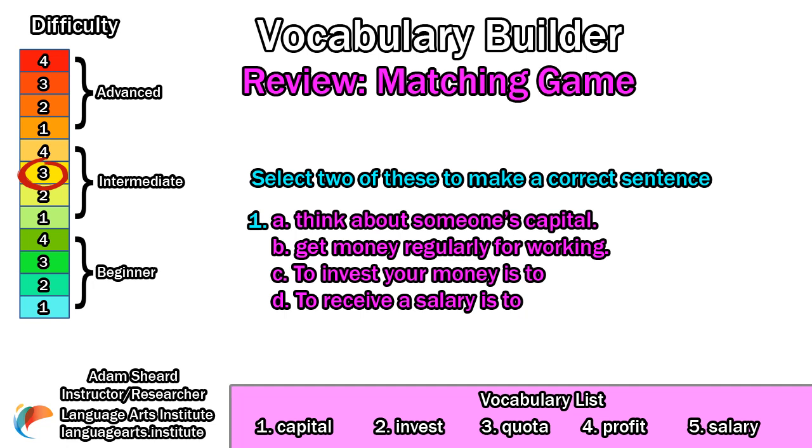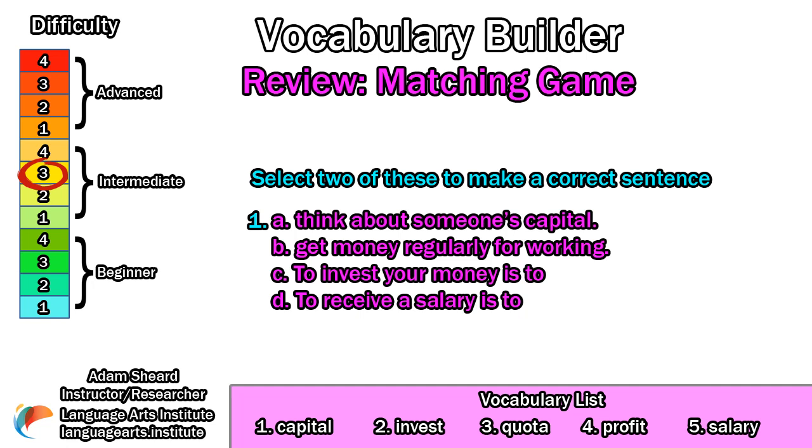All right, now we have some matching games and some exercises so that we can review some of these vocabularies. So, just like last time, you need to select 2 of these and make a correct sentence. So question 1, A, think about someone's capital. B, get money regularly for working. C, to invest your money is to. And D, to receive a salary is to. So if you need to, you can pause, think about it, and when you're finished, unpause, and I'll give you the answer.